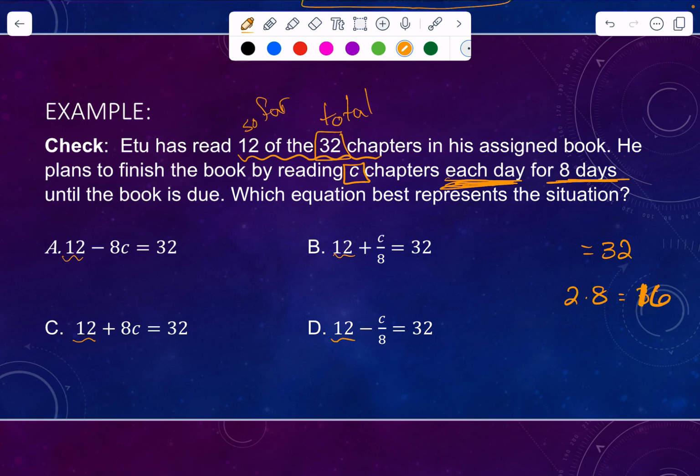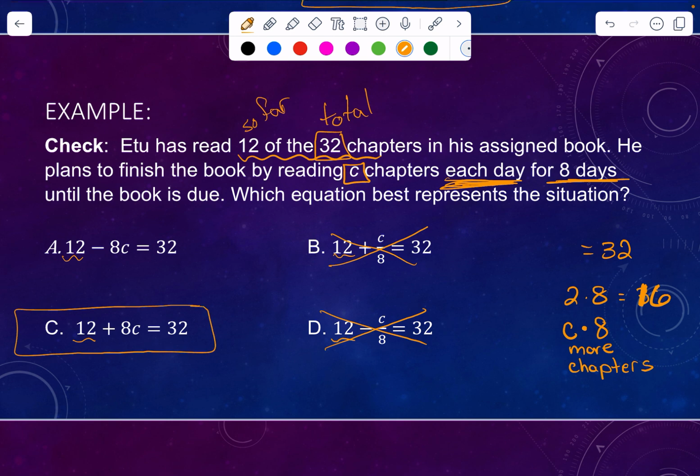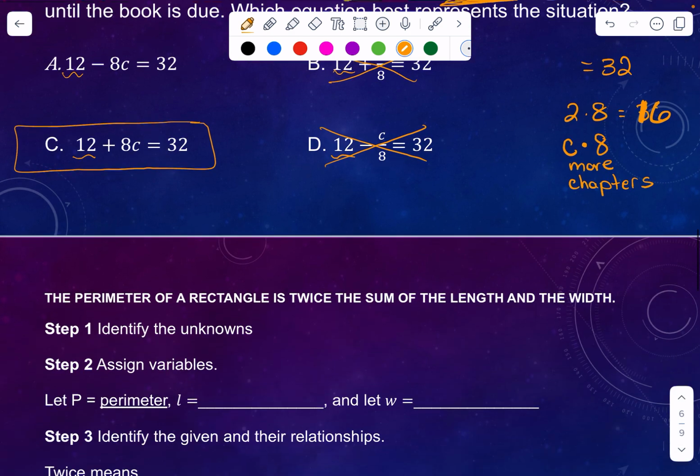Okay. So what we're doing there is we're reading how many chapters and multiplying it by 8. So right away, I know I can get rid of this one, and I know I can get rid of that one because that's division, not multiplication. Now, the next thing I need to know is once I figure out how many more chapters they're reading, am I going to add that on to what they read already, or am I going to subtract it? And the answer is we're going to add that on, right? So that would be our equation that fits us. 12 plus 8c equals 32.